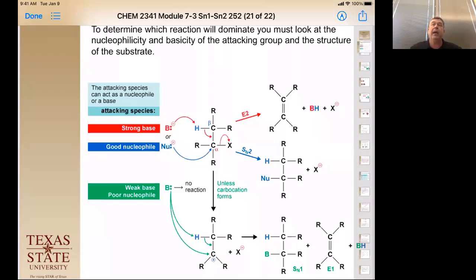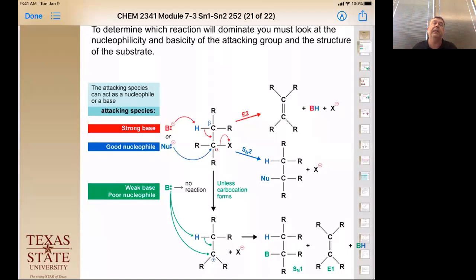Notice there are two kinds of strong bases: a small strong base and a big strong base. When you have a big strong base, it acts only as the base. When you have a small strong base, it can act as a base or a nucleophile. You need to be able to reconcile that in your head about which is which. So we can only form a total of four different products from here.